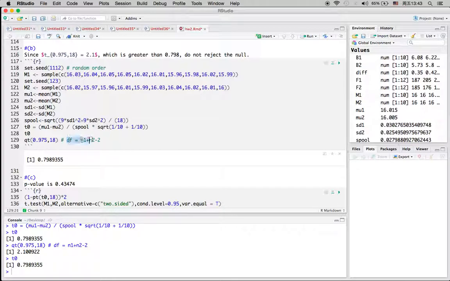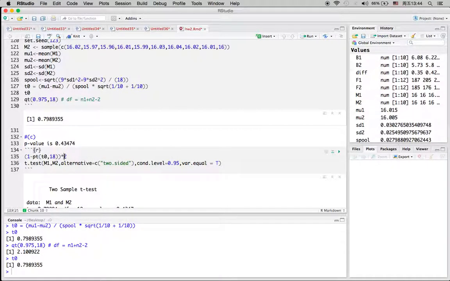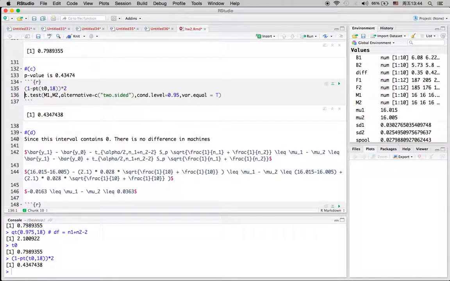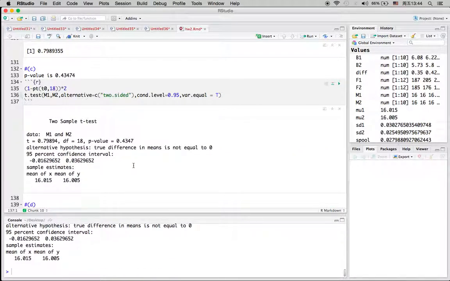Note that our degrees of freedom for the pooled variance is simply n1 plus n2 minus 2, so it should be 18 here. And then we can also check for the p-value, which is 0.43, greater than 0.05, so we do not reject the null. And then we can also use the R command to verify if our mathematical calculation is correct or not. So we also have 0.43 here.